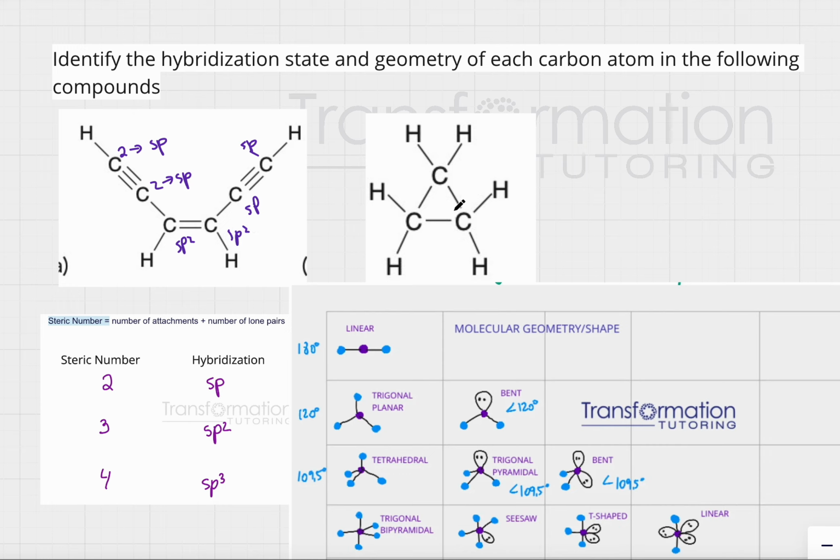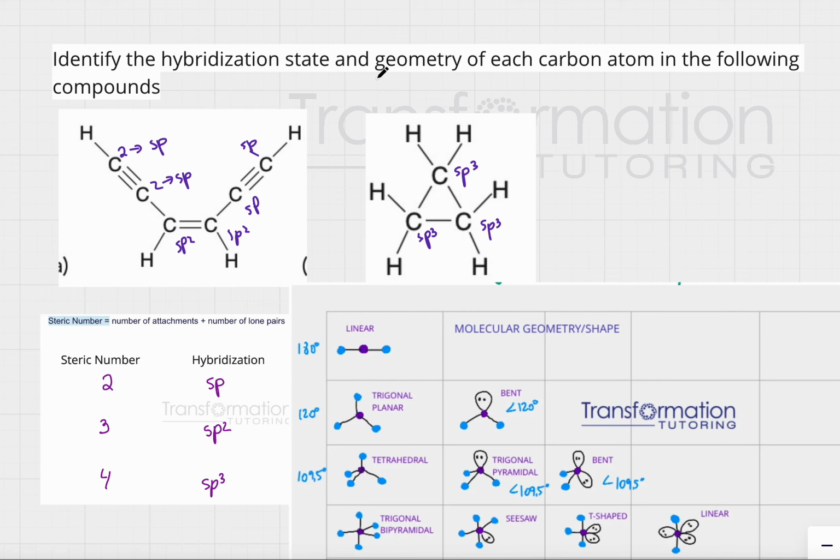Let's go to this molecule. This carbon is attached to 1, 2, 3, 4. Its steric number is 4. That means it's sp3 hybridized. Every carbon here is the same, so all of the carbons are sp3 hybridized. A lot of symmetry in our molecules.